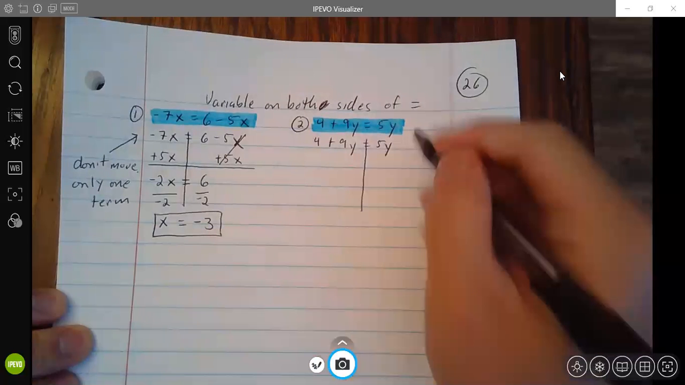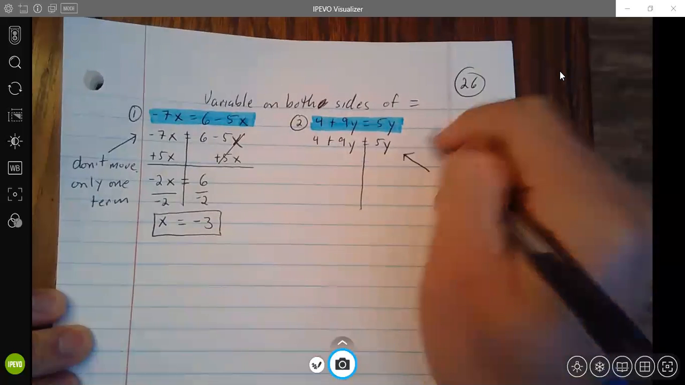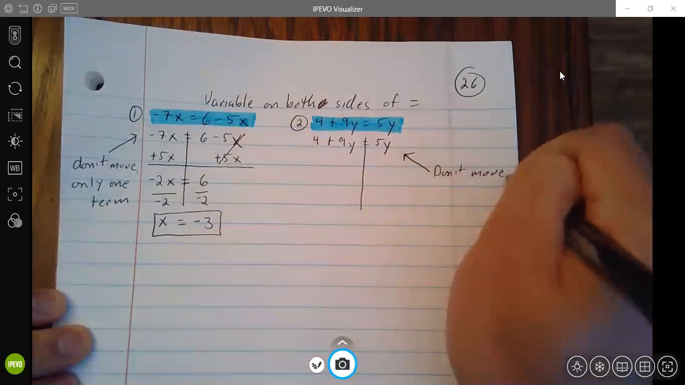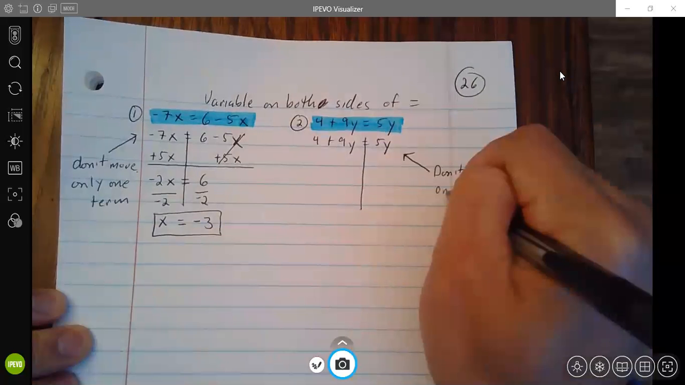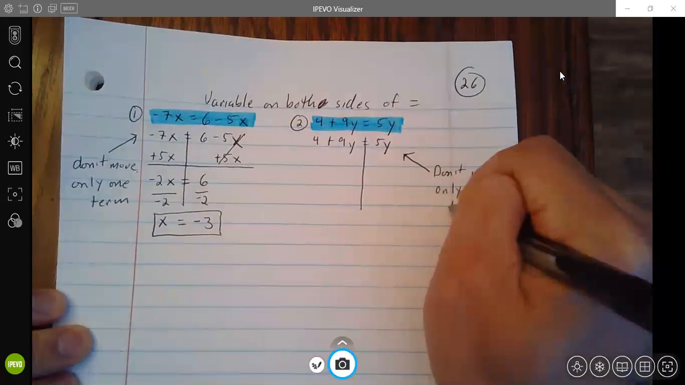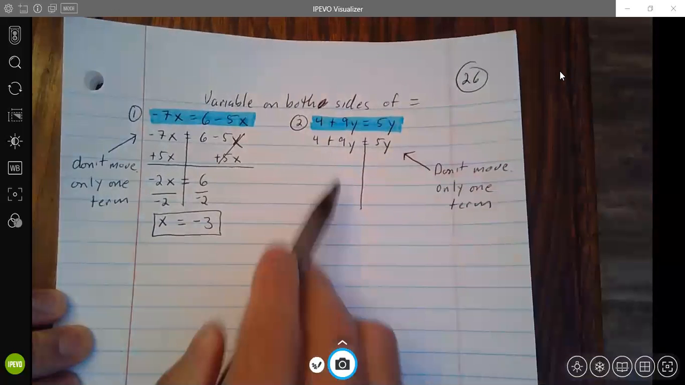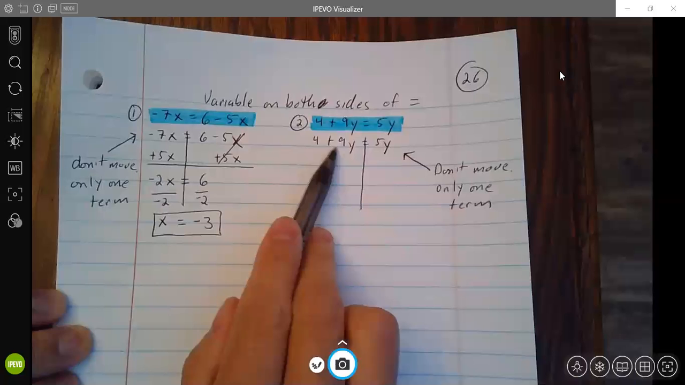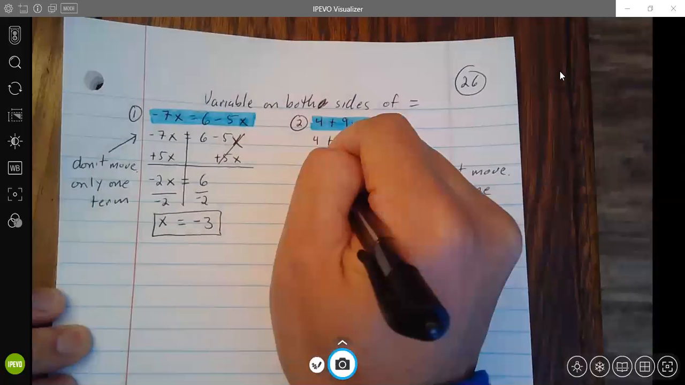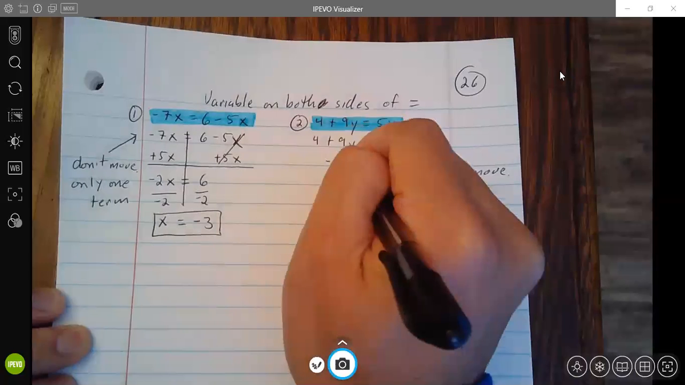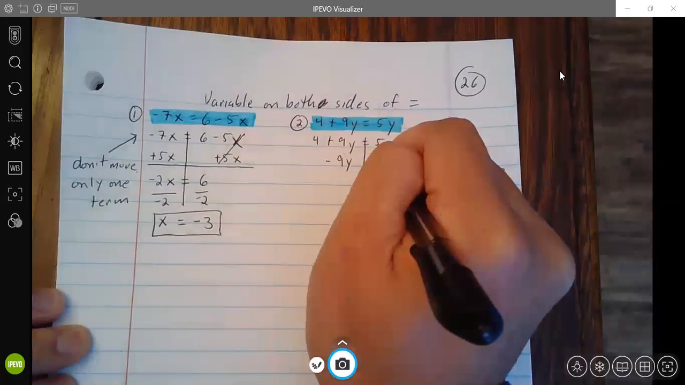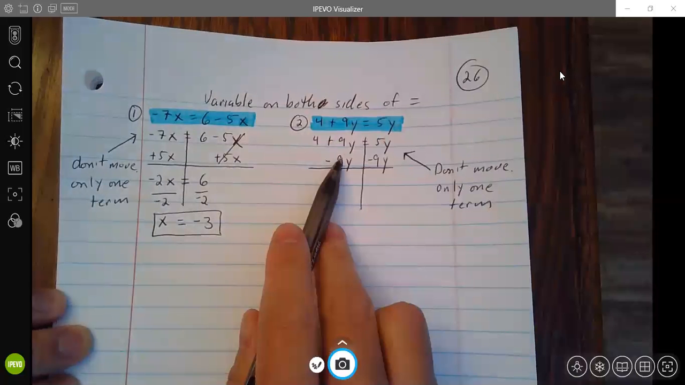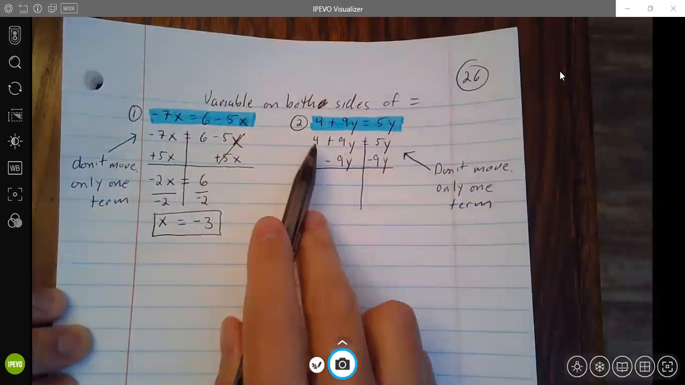So I'm going to write one more time here. Right, for this one, don't move. Okay, only one term. Okay, so we're going to move that 9y. It says plus 9y, so I'm going to do the opposite. Since I'm moving it across the equal sign, I'm going to minus 9y. Okay, so I'm moving that positive 9 because there's a 4 also on the same side of it.